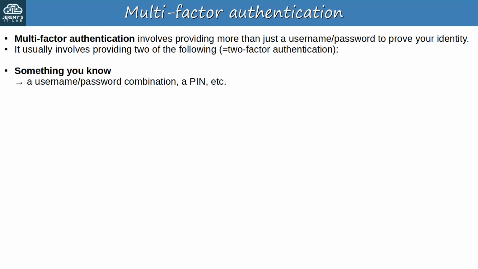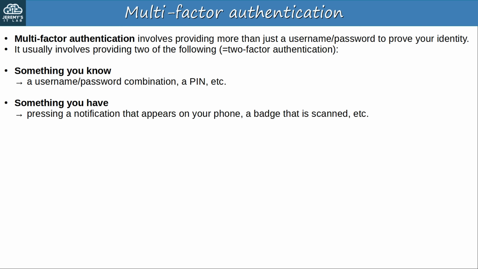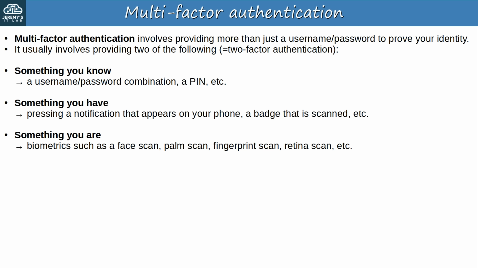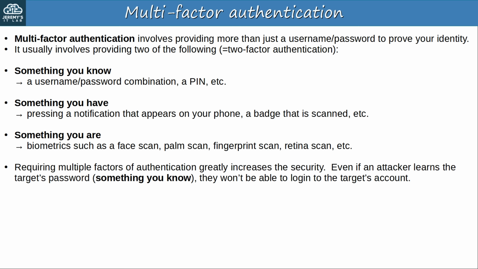First is something you know, for example, a username and password combination or a PIN. Next is something you have, for example, pressing a notification that appears on your phone using an authenticator app, or perhaps a badge that is scanned. The third is something you are. These are unique characteristics about you, for example, biometrics, such as a face scan, palm scan, fingerprint scan, retina scan, etc. Requiring multiple factors of authentication greatly increases the security. Even if an attacker learns the target's password, they won't be able to log in to the target's account.